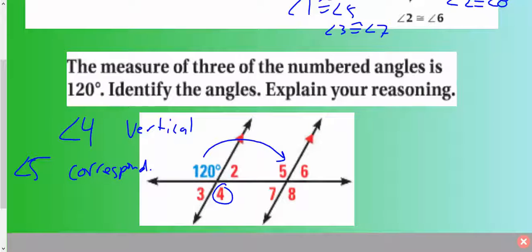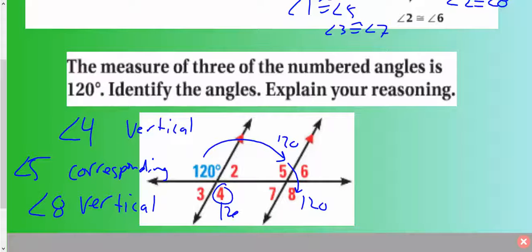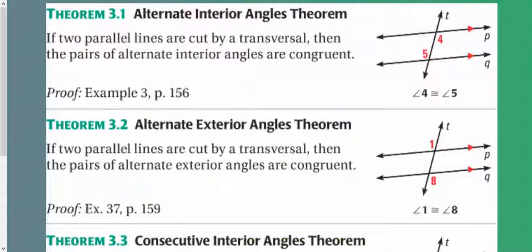They're the same. And then 5 and 8 are vertical. So angle 8 is also 120 degrees because they're vertical. So those would be the 4 angles that are all 120. So 120, 120, and 120. And you can actually figure out what all the other ones are. They're all going to be 60 because they're all linear pairs. 60, 60, 60. Okay, next up is 3 theorems.